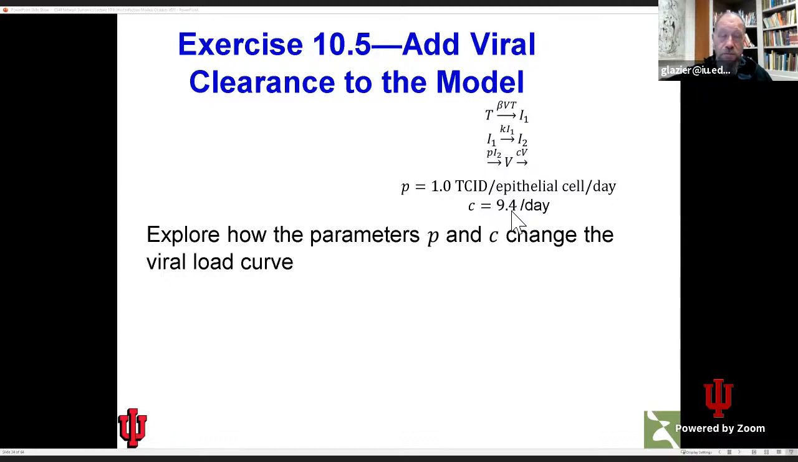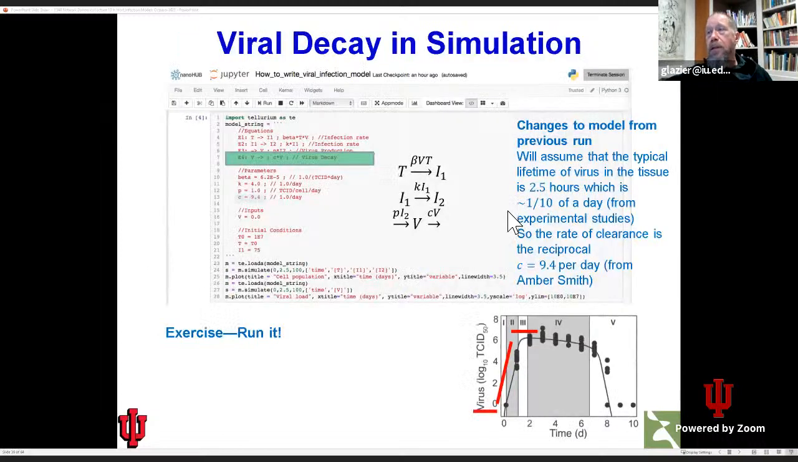to be 9.4. Does anybody have it? Okay, so again, we're adding one line, V goes to nothing, a rate C times V. I have to define the value of C, which I said was 9.4.